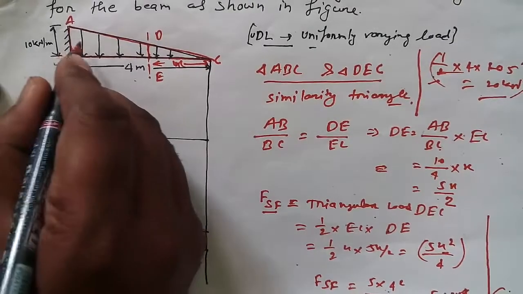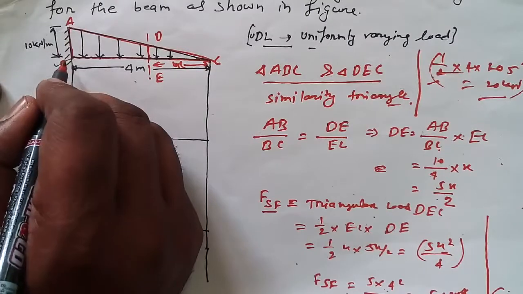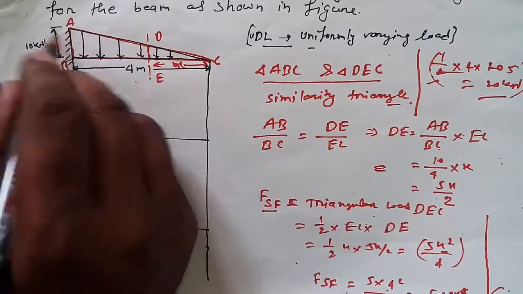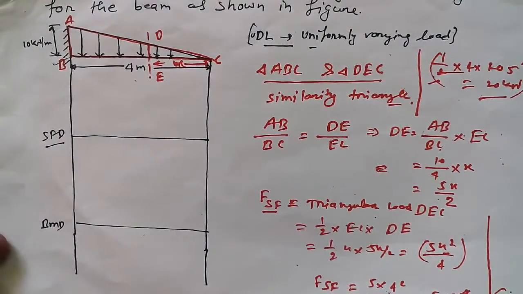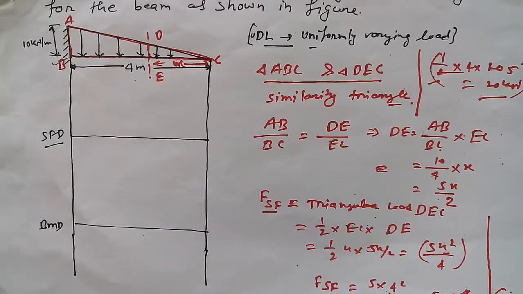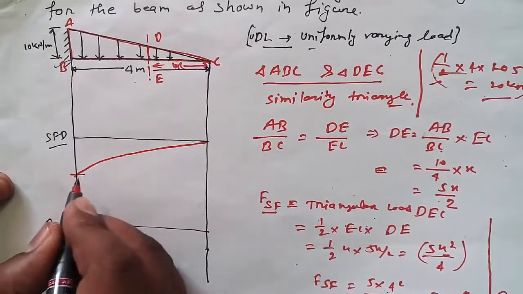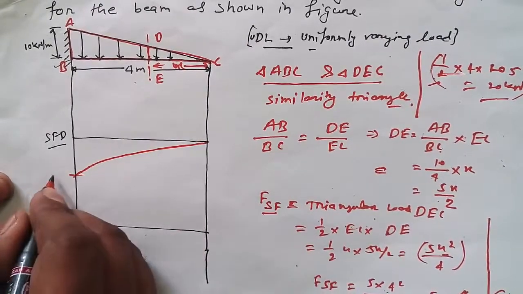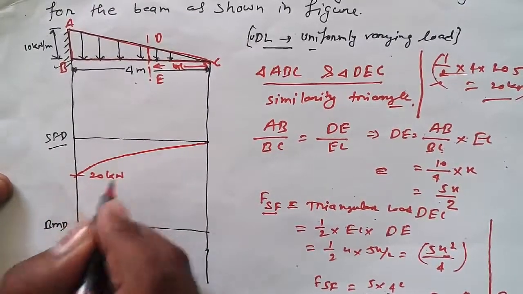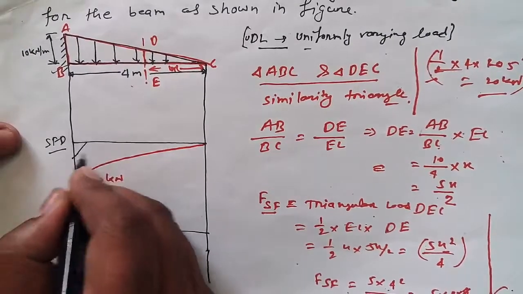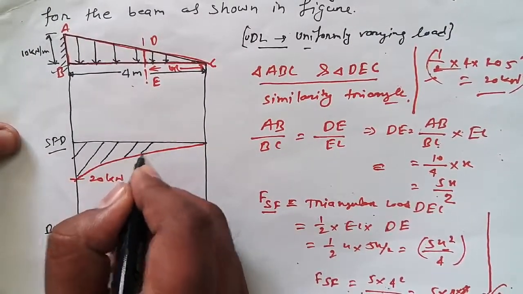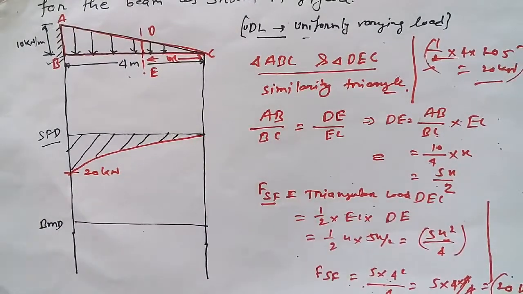Next thing, if the thicker, higher side is on the fixed side, then in the shear force diagram we have to draw a parabolic diagram. But how can we draw it? Like this. So what is the value here? 20 kilonewton. This is the shear force diagram for this cantilever in the UDL case.